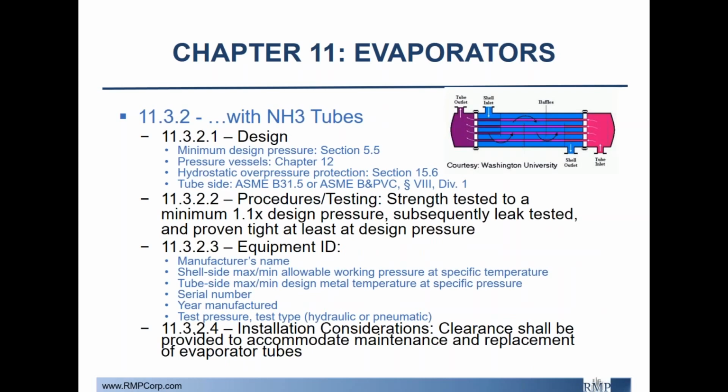So here we are with the ammonia in tube for the shell and tube evaporators. Again, the design information is very similar. It does add the tube side information from the ASME code, so that's important to note, as well as the hydrostatic overpressure protection again is required where the tube side inlet outlet lines can be automatically isolated. So it's really restricting it to the tube side parts of the equipment. Again, there's an exception for if it meets the ASME code, then section 15.3 can be used rather than section 15.6. So there's a little bit of difference there.